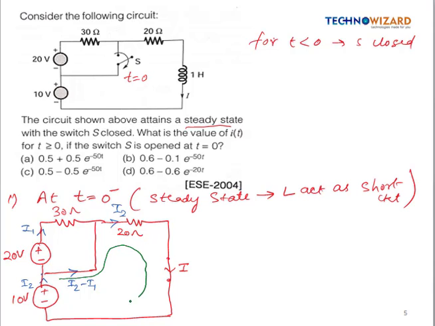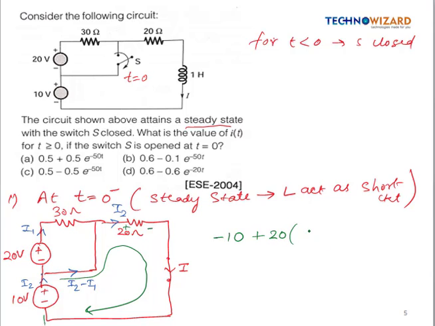So now I'm going to apply the KVL in this loop. I'm starting from here, so this is minus 10. Here no resistance is there, so this will be simply 0. Current is entering into this terminal, so this will be positive and this will be negative. So this is plus 20.